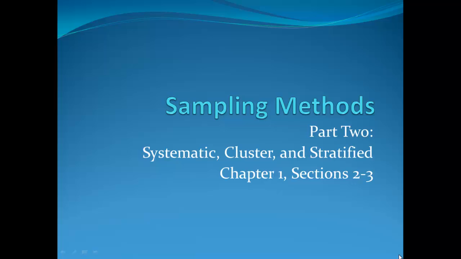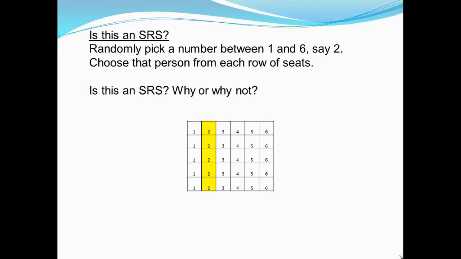Welcome to the second lecture on sampling methods. In part 2, we'll be looking at systematic, cluster, and stratified random samples. You can find this material in Chapter 1, Sections 2 and 3 of your textbook.